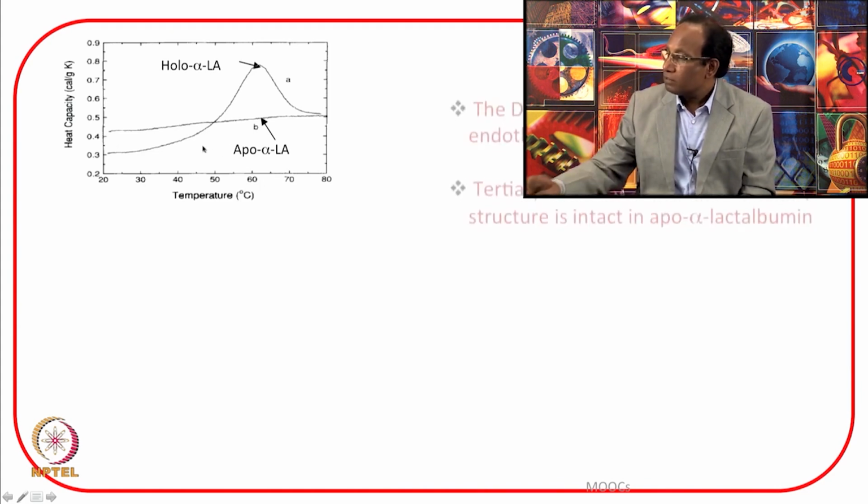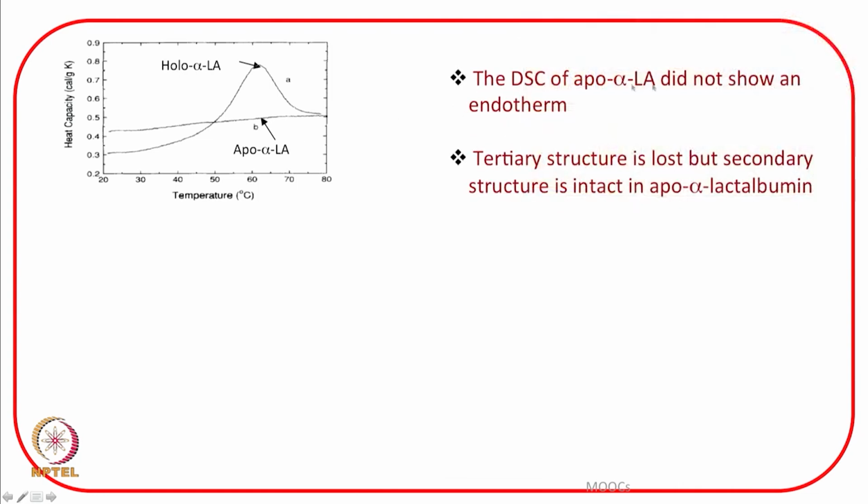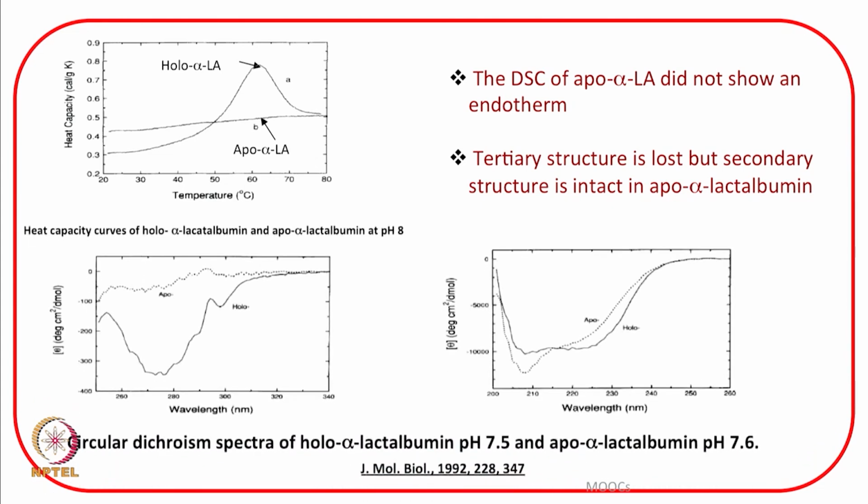What these authors showed is that the DSC of apo-alpha-lactalbumin did not show an endotherm. And simultaneously, if you look at the CD of apo-alpha-lactalbumin, the secondary structure and tertiary structure, the far UV CD and near UV CD, the secondary structure of apo-alpha-lactalbumin is almost similar to the secondary structure of the holo-alpha-lactalbumin, whereas the tertiary structure of apo-alpha-lactalbumin is almost lost, whereas it is intact for the holo-alpha-lactalbumin. That is why the comment is made, tertiary structure is lost, but secondary structure is intact.